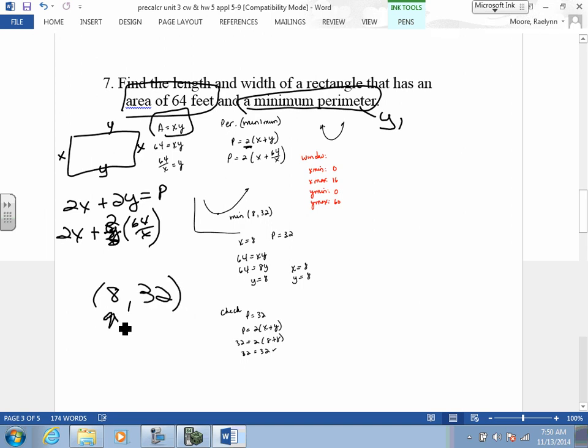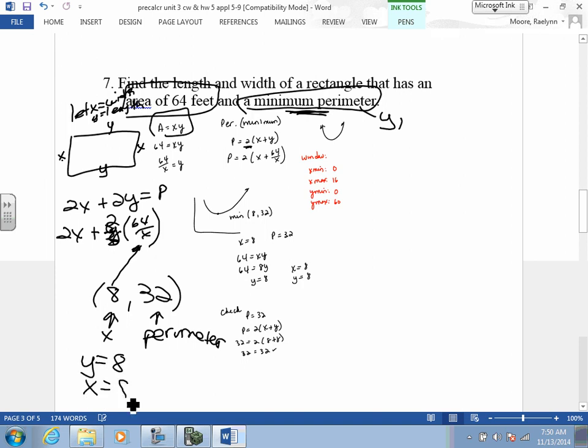So what does the 8 represent? X, which is the width. I should have set my let statements. Make sure you give me a let statement. X is your width. What's 32 represent? Not Y, not area. What you put in your Y1? Perimeter. This is your perimeter. Substitute this guy back into here and find your Y value. Now we've been seeing if you're minimizing your perimeter, you're probably looking at a square, which makes sense.